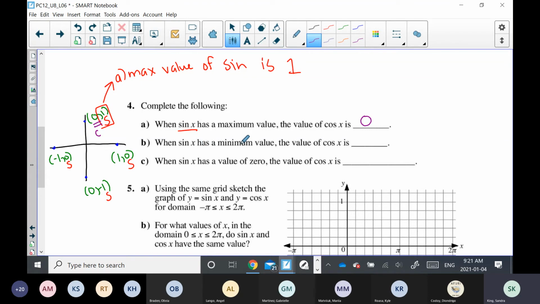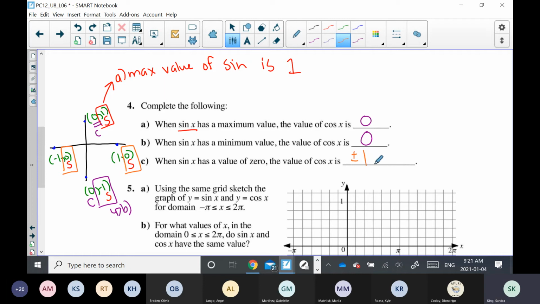Because remember that cos is all of our x coordinates. When sine has a minimum value, so look through here, what is the smallest y value? And hopefully you see it's that guy right there. That would be b. When sine has a minimum value of -1, what's the value of cos? That's the value of cos. Okay, when sine has a value of 0, so where is sine 0? There's actually 2 places where sine is 0. Here sine is 0, and here sine is 0, right? So here and here. What are the values of cos? 1 and -1. And that's how you would do number 4.